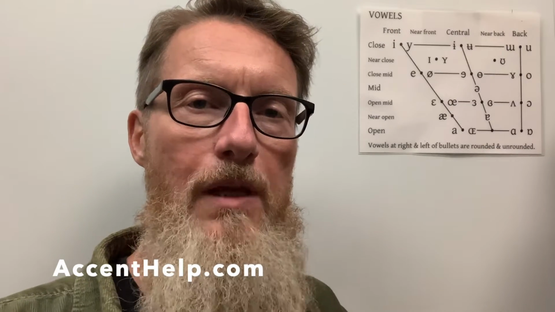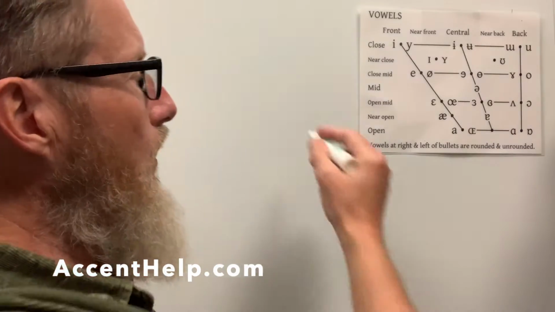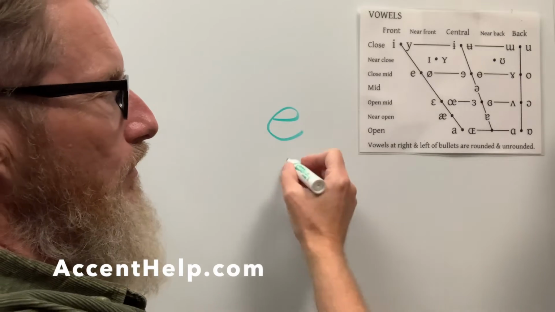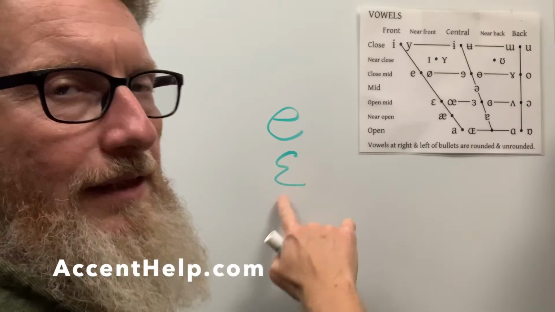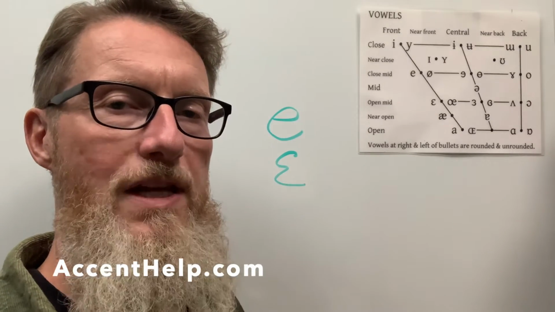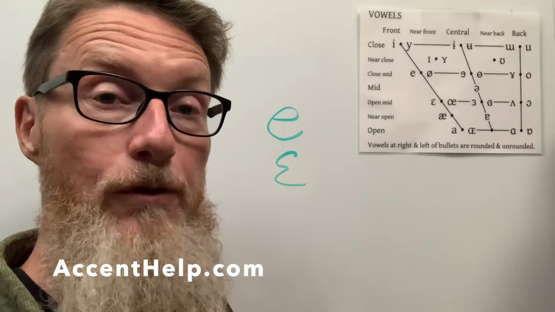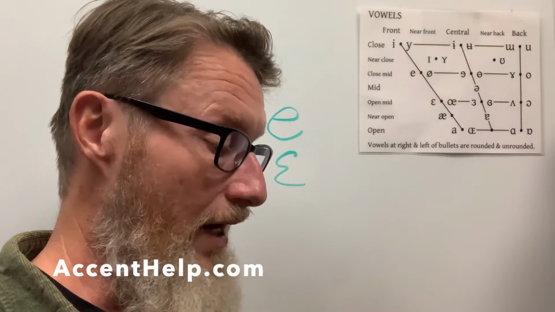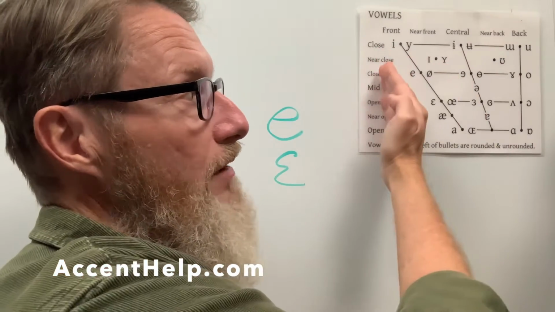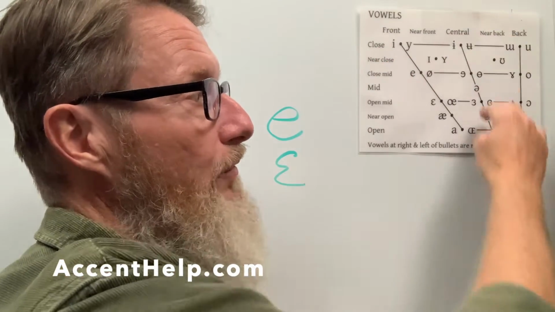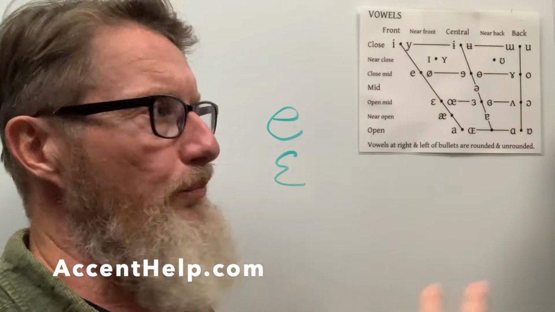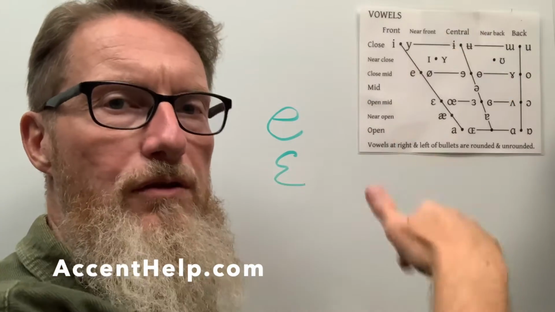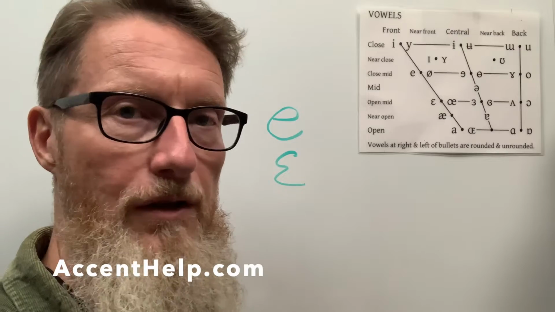They were asking me what the difference is between the lowercase e symbol and the epsilon symbol. The epsilon looks like a backwards 3. So what is the difference between them? Well, if we look at the vowel chart, the setup is front of the mouth, back of the mouth, top of the mouth, bottom of the mouth. And this is a pretty close representation to where the vowels are in relation to each other.